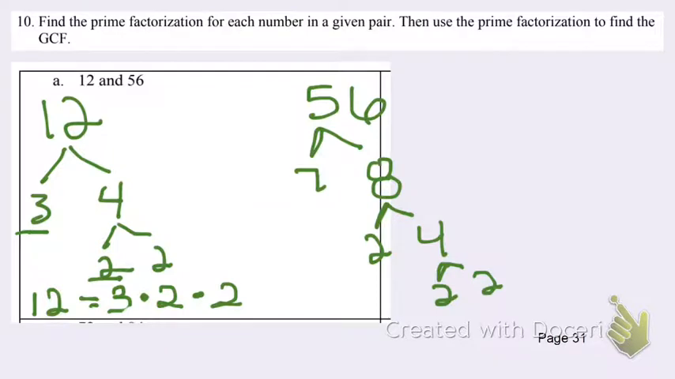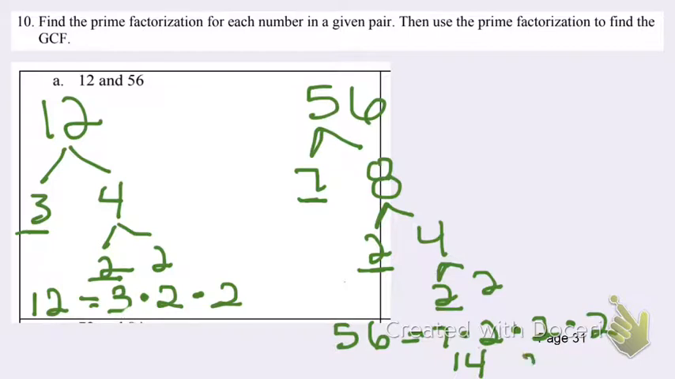All right, now we're going to do our number 56. 56 is 7 multiplied by 2, and 2 again, and 2 again. We can check this out to see if it's true as well. 7 times 2 gives me 14. 14 times 2 gives me 28. 28 times 2 gives me 56. So this is true. My work is correct. I'm going to go ahead and erase that.